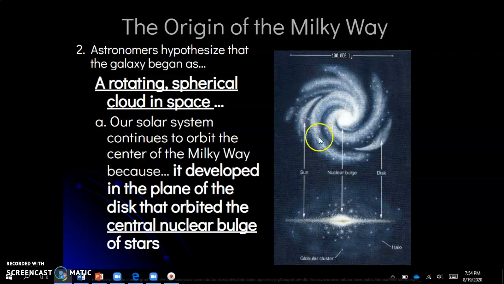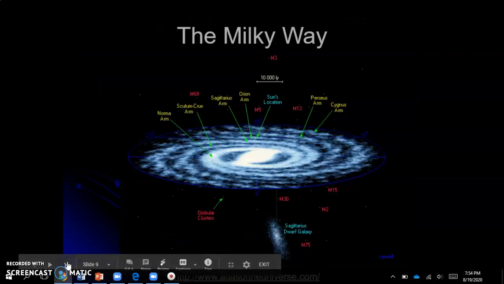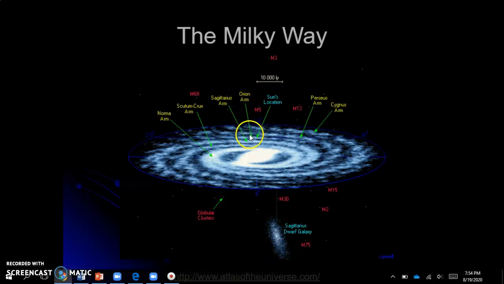This depiction right here is a top view, and then this is what it would look like on its side. So the nuclear bulge is really just the center, and then we've got this debris all circling around it. And then here's our Milky Way. Remember, here's Orion's arm. This is where we're located. Okay, and then here's the sun. So we are located in this particular spot near the nuclear bulge of our galaxy.